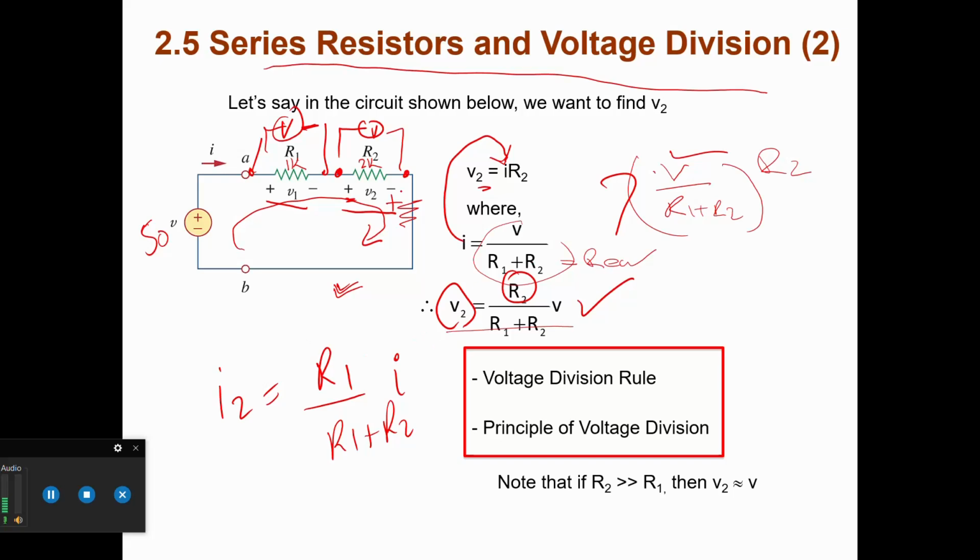If you want to find the formula for R1, we can say that V1 is equal to I into R1. I is the same as V divided by R1 plus R2, into this R1. So this is the formula for V1. So the voltage division rule is that if R2 is very much greater than R1, then V2 is approximately equal to V. So if the value of R2 is very much greater than R1, then you can say that V2 is approximately equal to V.